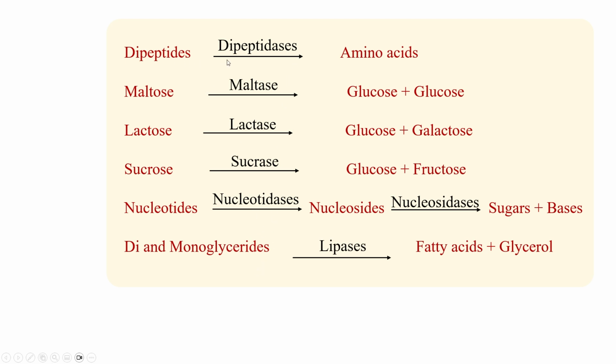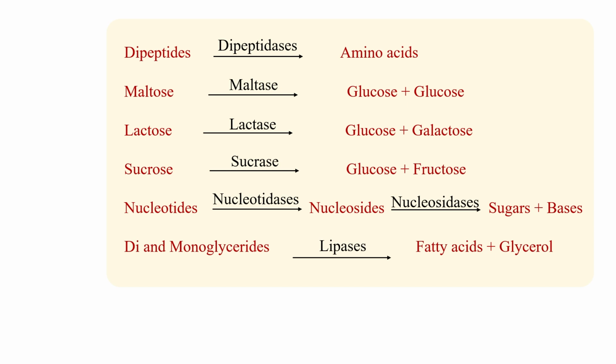So dipeptide will get converted into the simplest form, means amino acid form, in the presence of dipeptidase. Maltose, which is a disaccharide, converts into glucose plus glucose in the presence of maltase. Lactose in the presence of lactase converts into glucose plus galactose. Sucrose in the presence of sucrase converts into glucose plus fructose. Similarly, nucleotide into nucleoside in the presence of nucleotidase. Di and monoglycerides further convert into their simplest form, fatty acid and glycerol, in the presence of lipases.